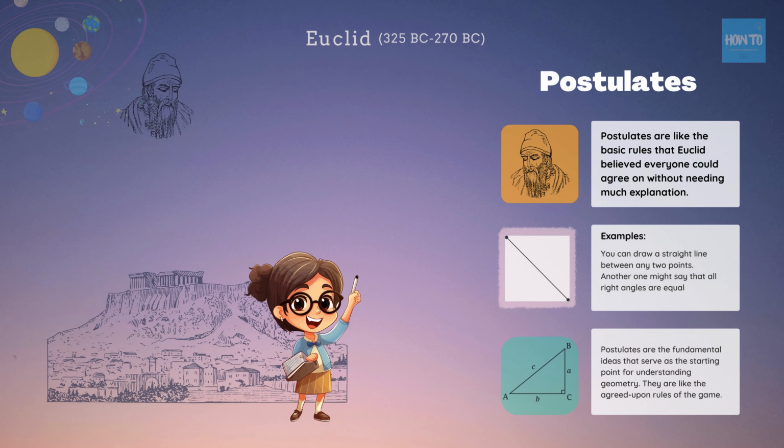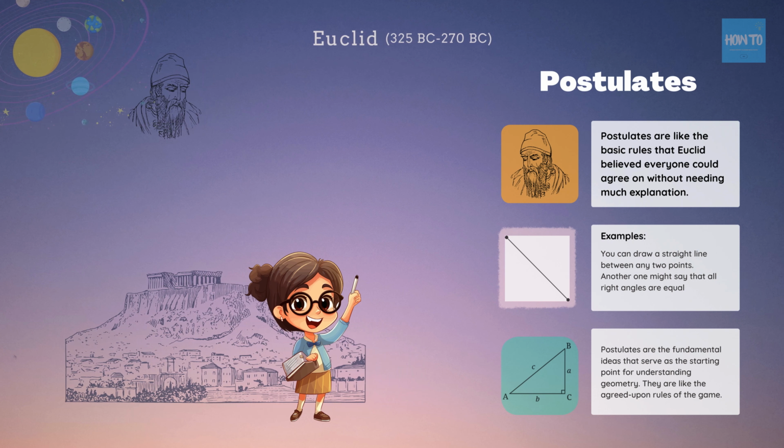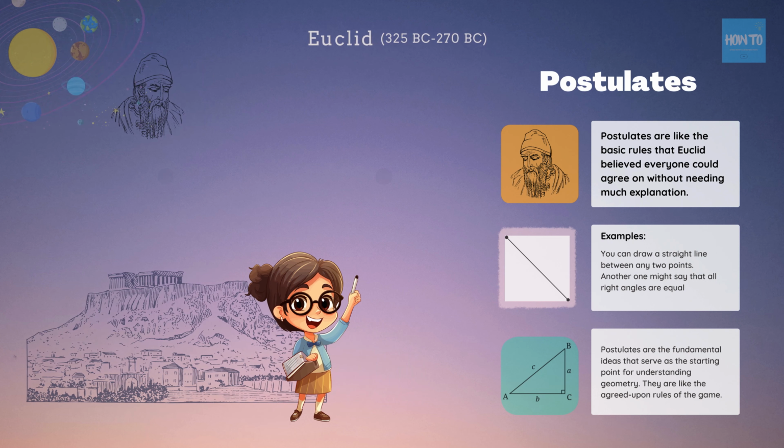Postulates. Postulates are like the basic rules that Euclid believed everyone could agree on without needing much explanation. One of his postulates says that you can draw a straight line between any 2 points. Another one might say that all right angles are equal. Postulates are the fundamental ideas that serve as the starting point for understanding geometry. They are like the agreed-upon rules of the game.